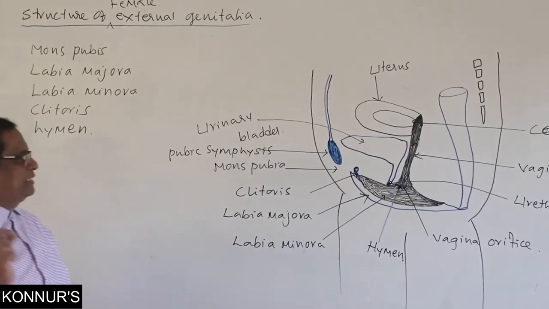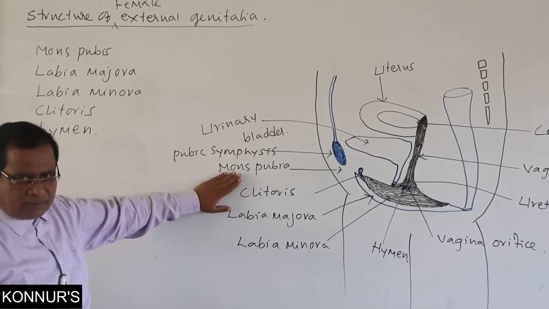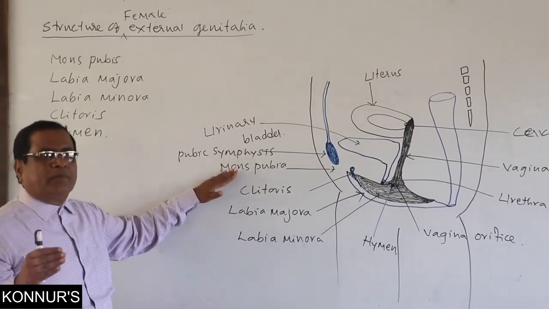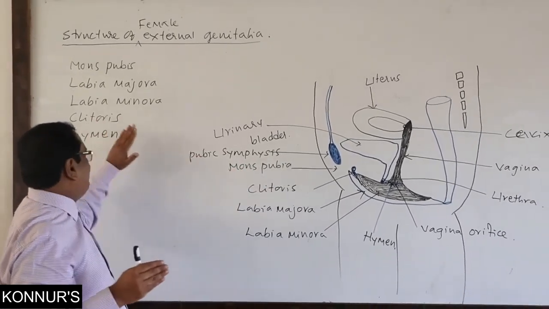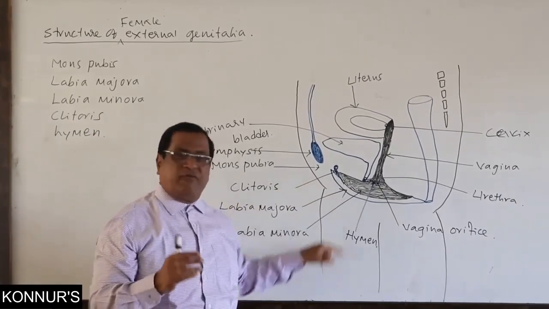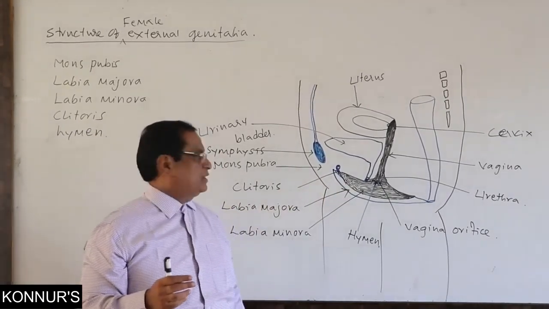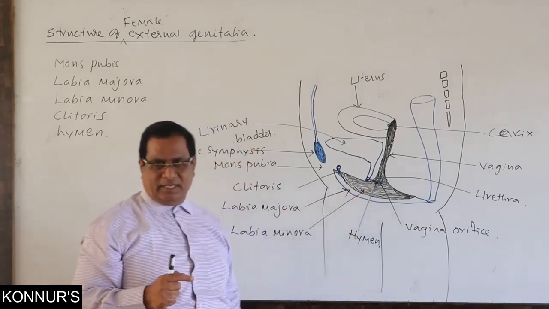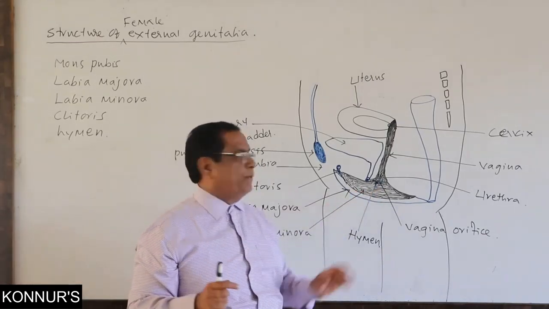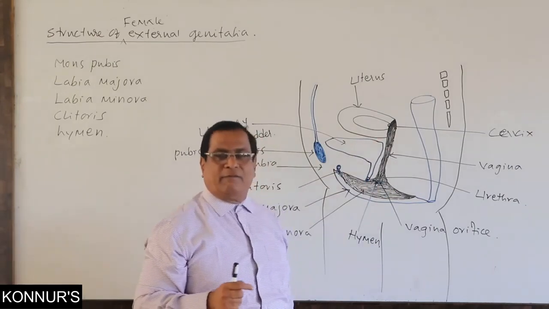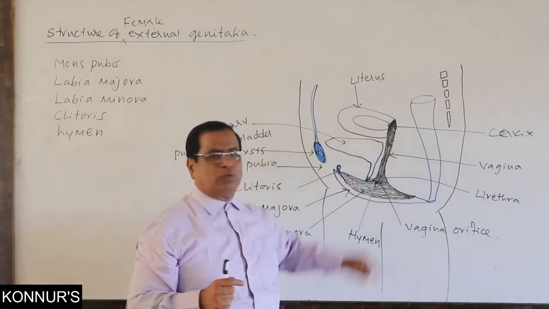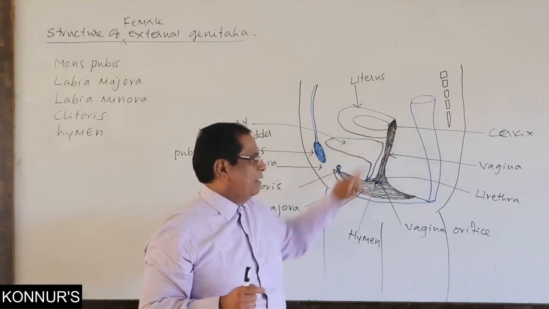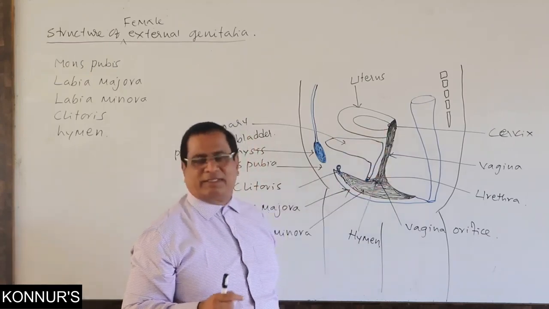The female external genitalia includes mons pubis. It is a cushion of fatty tissue covered by skin and pubic hair, and labia majora are the fleshy folds which are present around the vaginal orifice. And the vaginal orifice is the opening of a long tube named vagina. That vagina is continued from the uterus, as the uterus opens into the vagina by the opening named cervix.